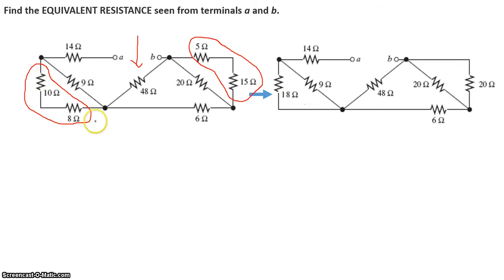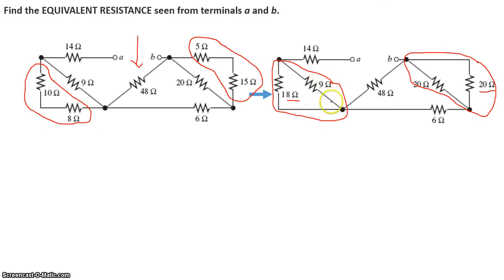So 10 and 8 combined together give me 18 ohms, and 5 and 15 ohm combined together give me 20 ohms. Okay, so we have 18 ohms and 20 ohms. Now if you look at this carefully, you'll find that the 20 ohm and this 20 ohm are actually in parallel with each other. Similarly, you'll find that this 9 ohm and the 18 ohm resistors are in parallel with each other as well.